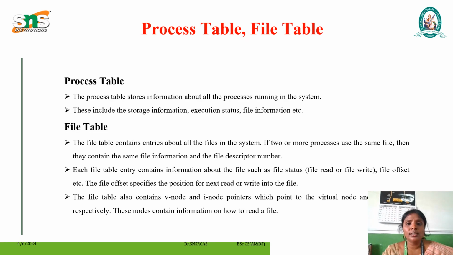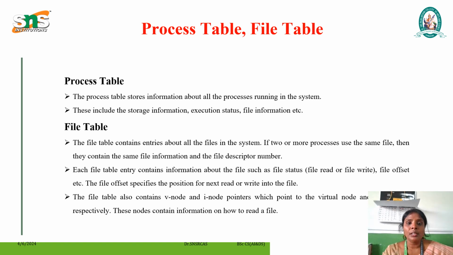In kernel data structure, the process table and file table are very important. We will see one by one. First one is the process table. The process table stores information about all the processes running in the system. This includes the storage information, execution status, file information, etc. When a process forks a child, its entry in the process table is duplicated, including the file information and file pointers. So the parent and the child process share a file table.